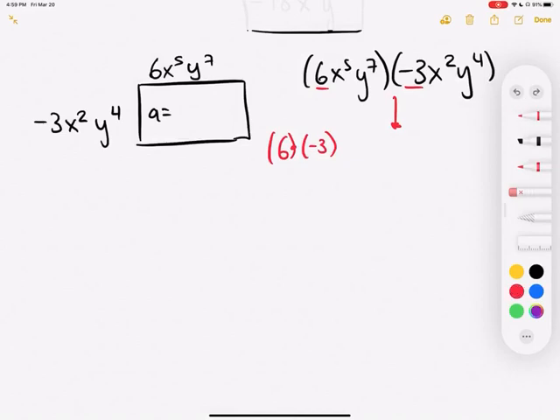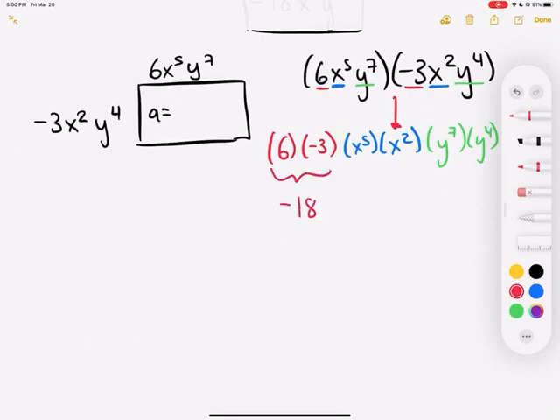That's the first result. Then we have to move into the variables. So we have x times x is what we're going to multiply. So x to the power of 5 times x to the power of 2. We're multiplying those two variables also. And then the last multiplication that I'm going to do is the y's. So y to the power of 7 times y to the power of 4. So we're doing this multiplication separately. So the first result, that's going to be negative 18. 6 times 3, that's 18.